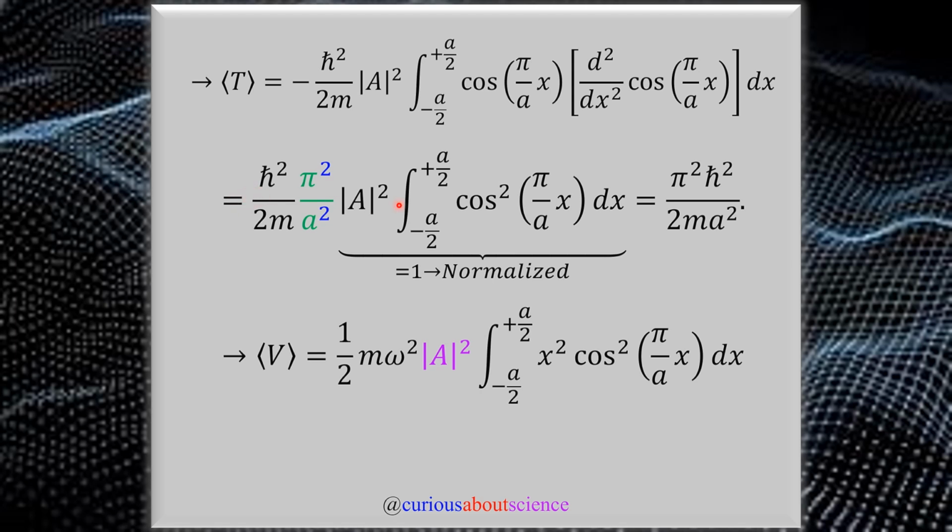And then because of the chain rule, we have pi over a twice, hence the pi over a squared on both of them. And then we see that we have A squared with our original function squared, and so we know that that had to be normalized, so that goes to 1. And so we're just left with pi squared h bar squared over 2ma squared. Again, a very familiar setup here because that's what we had for the infinite square well.